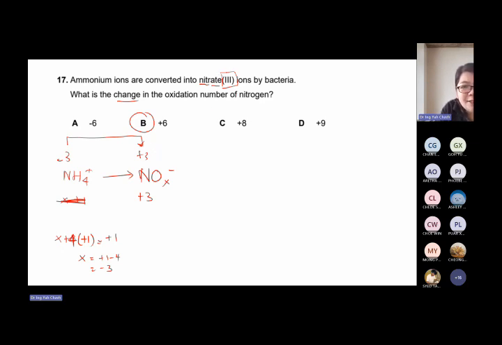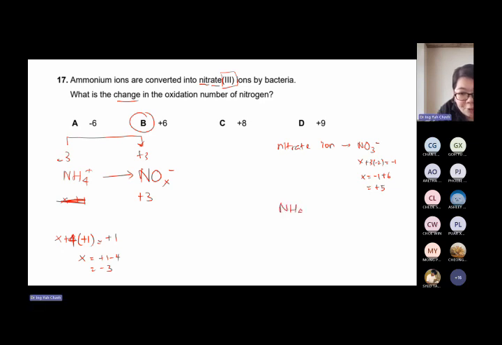Now, if this 3 in Roman numerals is not given to you, and they only say nitrate ions, if there is no Roman number given in brackets, we always assume that it is NO3 negative. If NO3 negative, you have to find the oxidation number of nitrogen. X plus 3 times -2 equals -1. X equals -1 plus 6, which is +5.